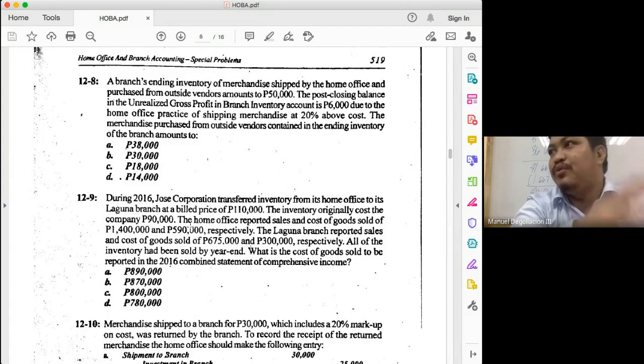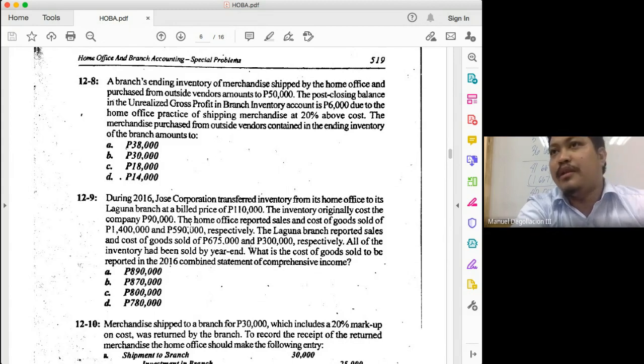So the first thing we have to do is determine how much came from the home office. Is it the 30,000? No, because the amount that we will include in our 50,000 is the billed price, but the 30,000 is still the cost. So what do we do? You add the 20% markup on the 30,000.